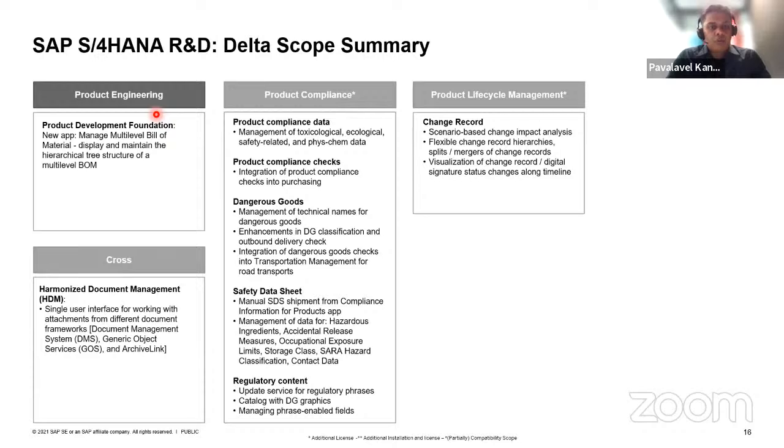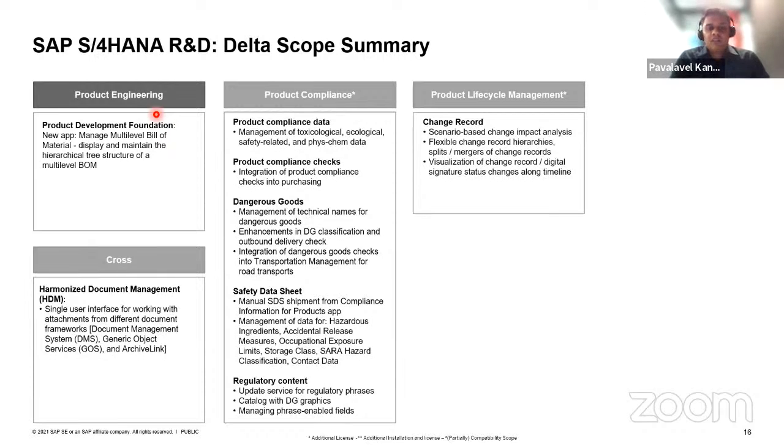It also says next that you can do integration of DG checks during multiple movement codes. Maybe you are doing transportation management for road transport or air transport, during different modes of transport, you can trigger a DG check. So you can maintain safety data sheets.